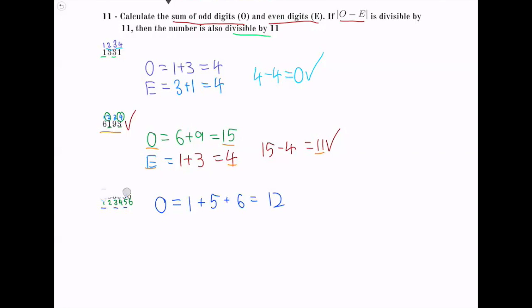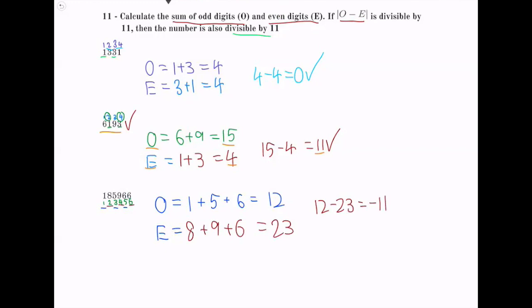And then for the even sum, you do the second digit plus the fourth digit plus the sixth digit. What is the second digit? 8. Yeah, the second digit is 8. The fourth digit is 9. The sixth digit is 6. Now we have 12 minus 23, which is negative 11.